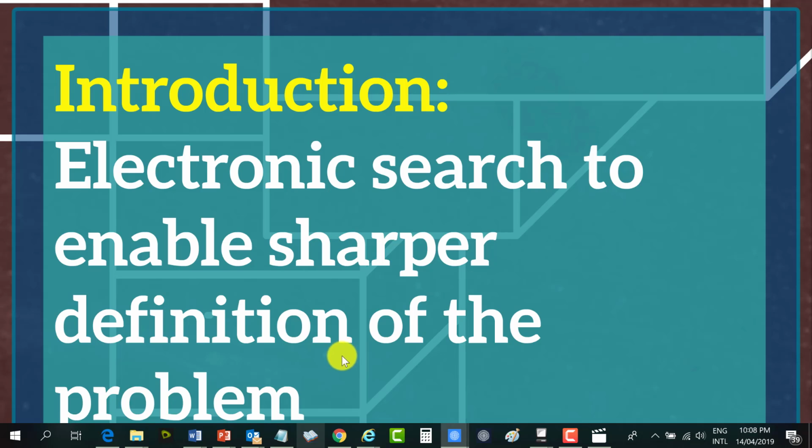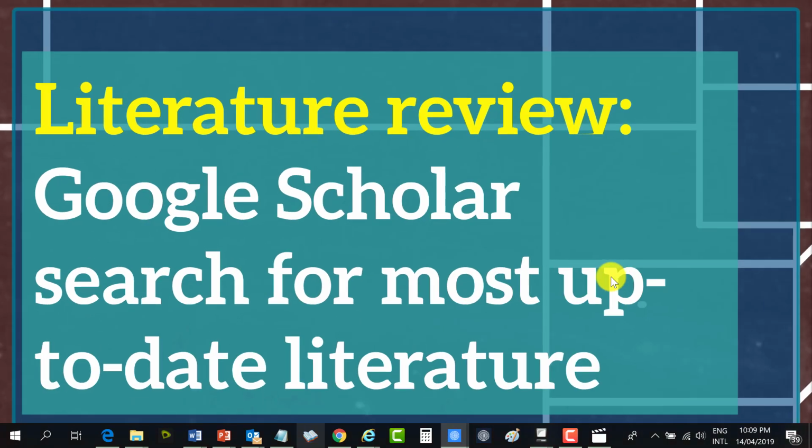In the introduction, you need to now use Google Scholar or any other search engine, any other tool that can let you gather all the materials relating to your study, and it will then let you introduce the subject, the problem, very, very nicely, because you will be looking at it from different perspectives. Then we'll go to chapter 2, literature review. That is the Google Scholar search for most up-to-date literature.